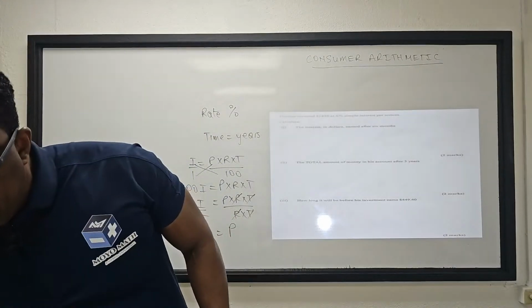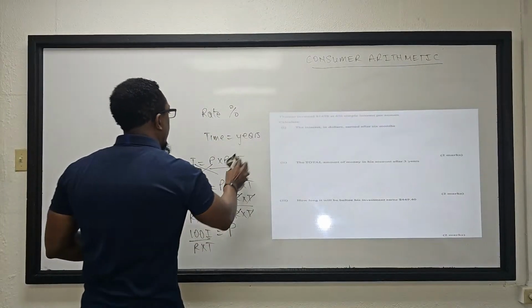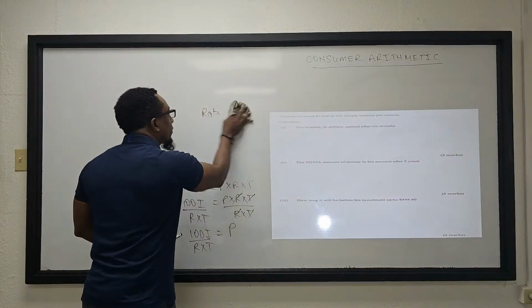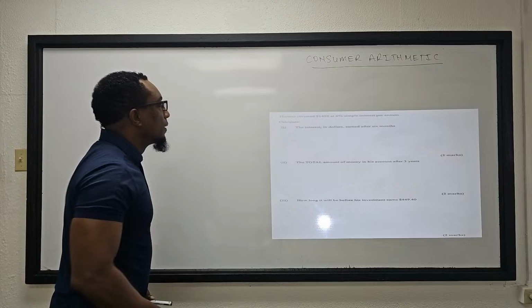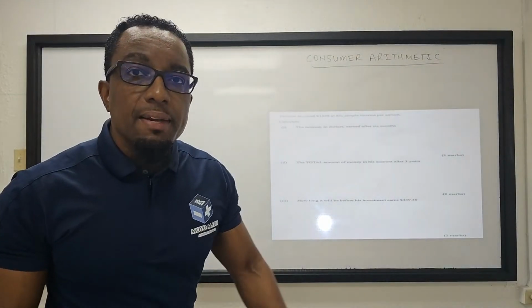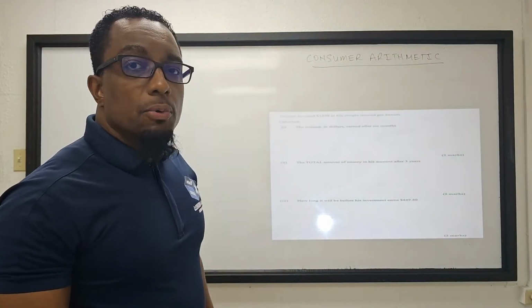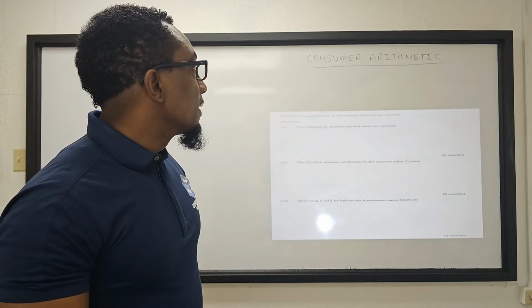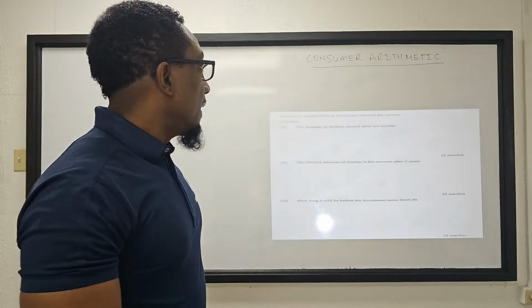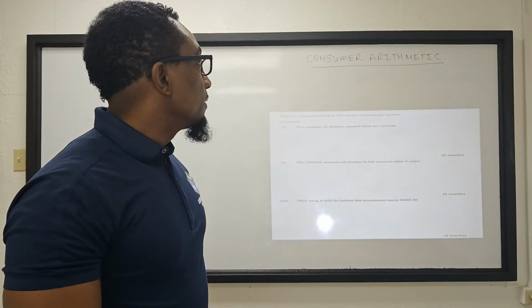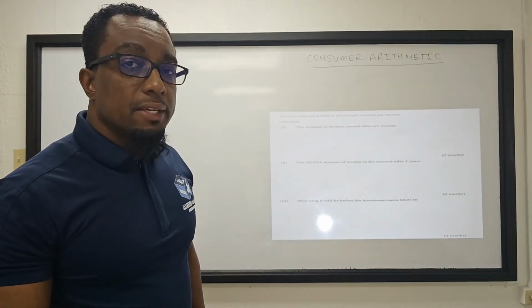So it says here, Thomas invested $1,490 at 6% simple interest per annum. Calculate the interest in dollars earned after 6 months.